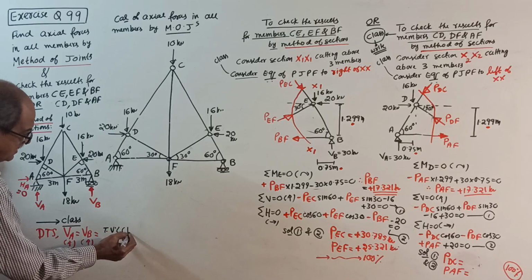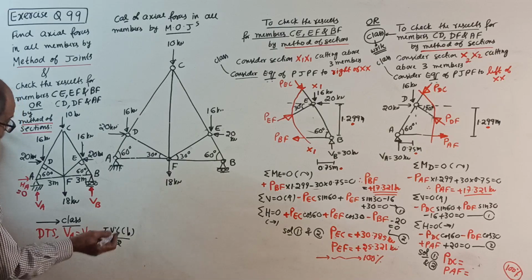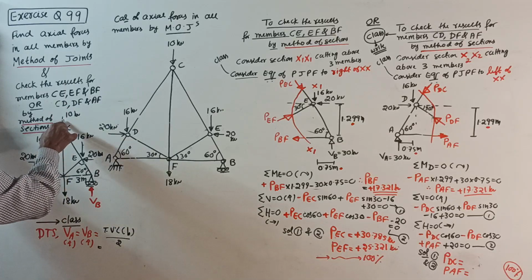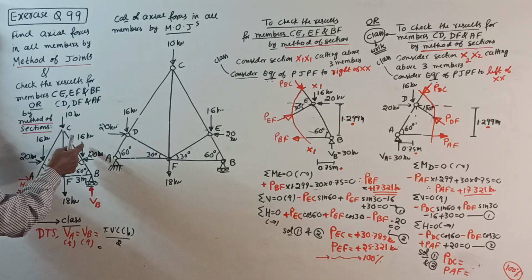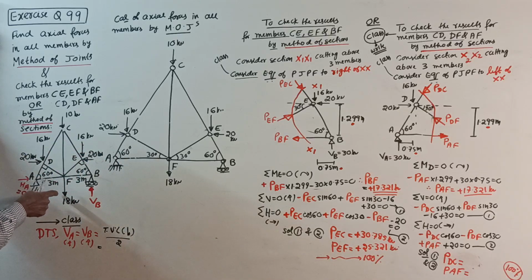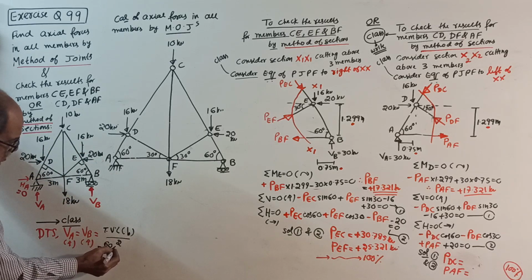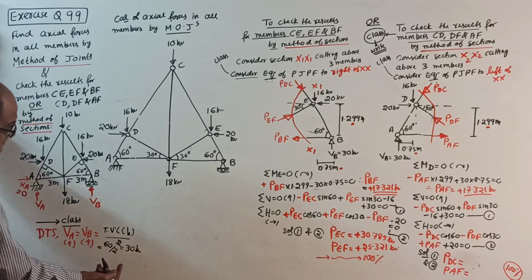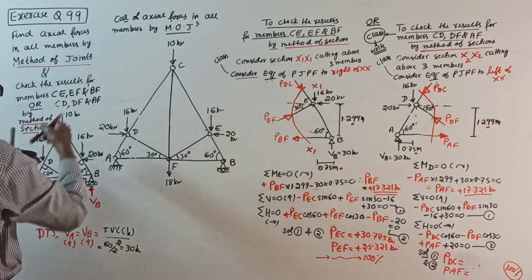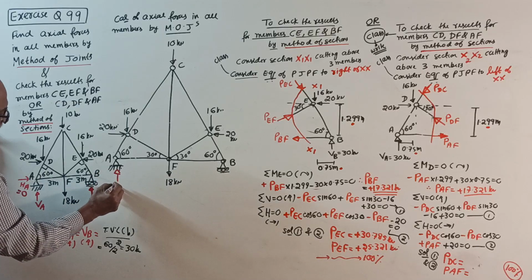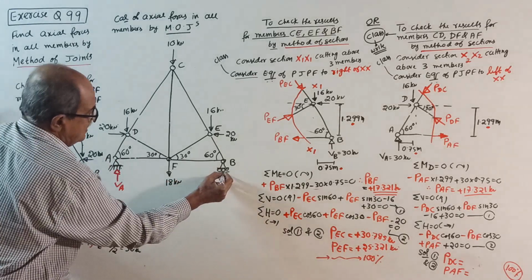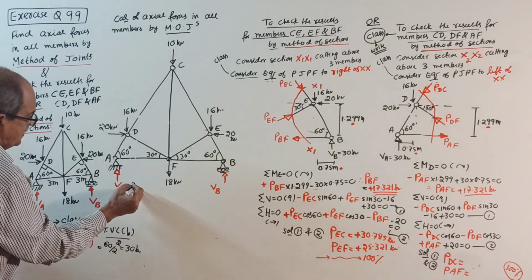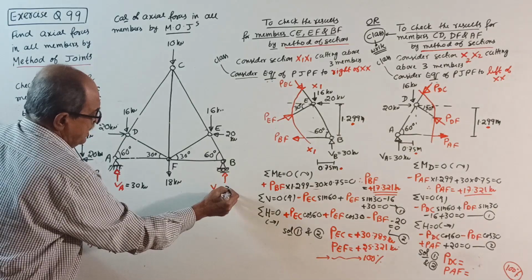vertical load in downward direction divided by 2. Total vertical load in downward direction: 10 plus 18, 28. 16 is 32. 32 plus 28, 60. So 60 by 2, each reaction is 30 kilonewton. How? Each reaction is 30 kilonewton up. So when you go to method of joints, directly enter here vertical reaction VA, no horizontal reaction, vertical reaction VB, already calculated, both are equal to 30 kilonewton. Or if you take moment also will do.